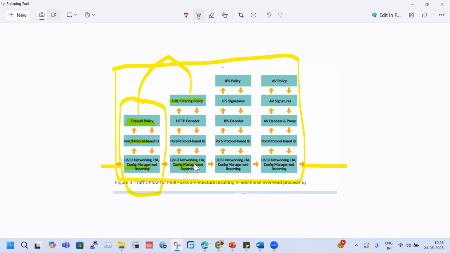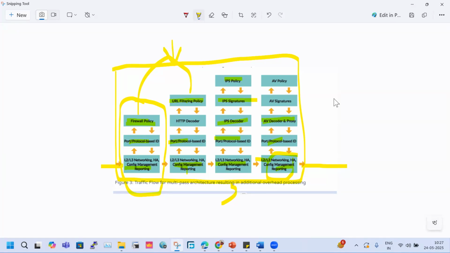And in this it will again perform all these steps, and then it will check the URL filtering. Then the third step, it will go for the same steps, right? Then it will check the IPS inspection, the IPS policy. Then in the fourth step, it will again check layer 2 to layer 3, and in this stage it will check whether you have any errors in your packet or not, right? And then it will check the AV policy. So this is how it takes more time to process any traffic, or any packet.